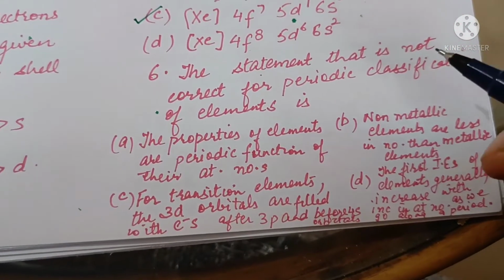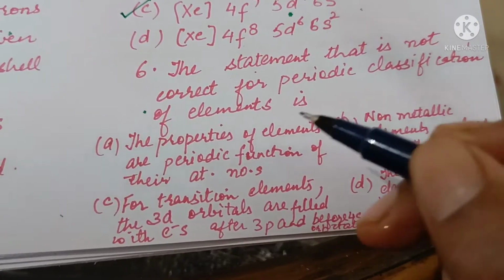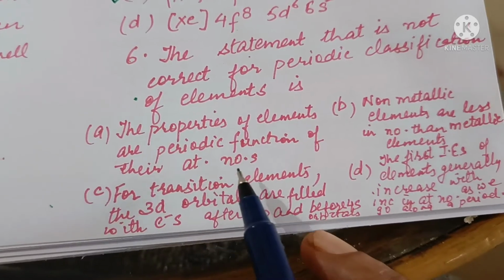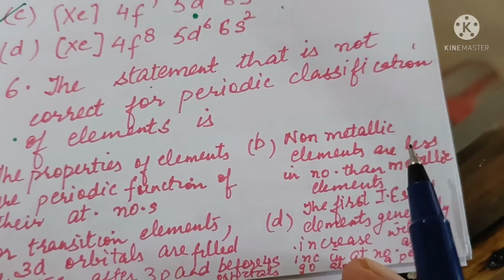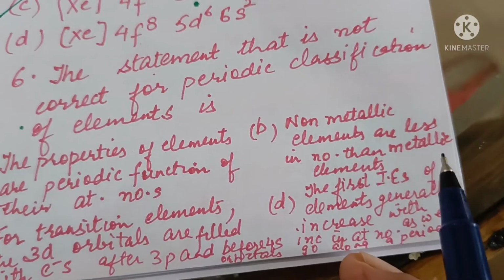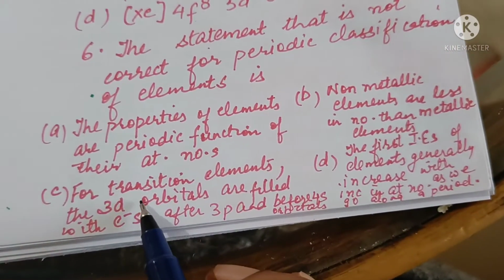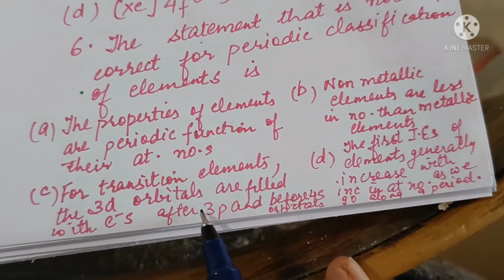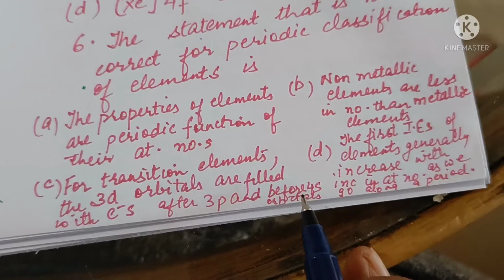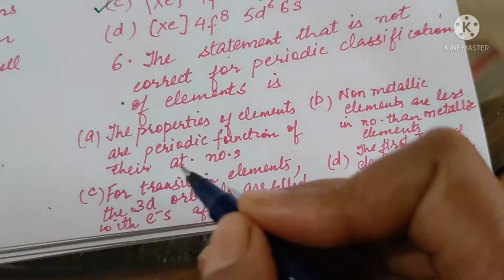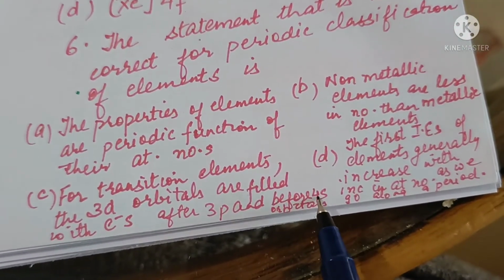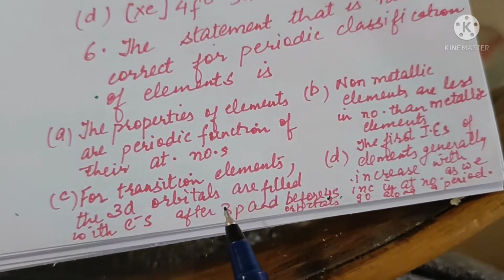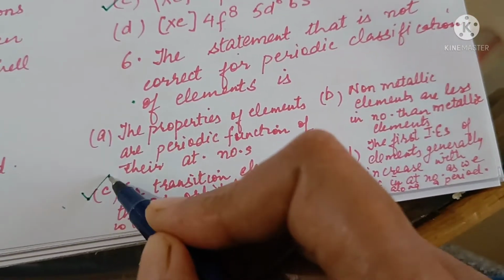The statement that is not correct for periodic classification of elements is, properties of elements are periodic function of their atomic numbers. True. Non-metallic elements are less in number than metallic elements. True. For transition elements, 3d orbitals are filled with electrons after 3p and before 4s. No, not true. We first fill the electrons of 4s and then we come to fill the 3d electrons. So option C is not correct.